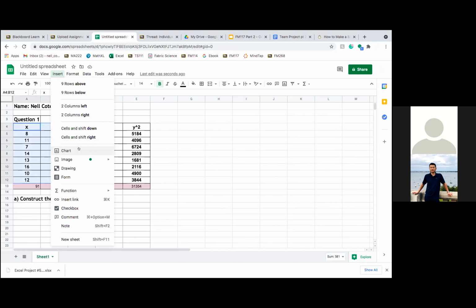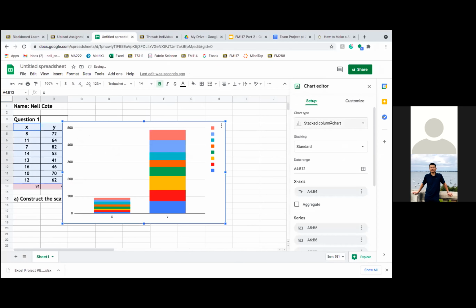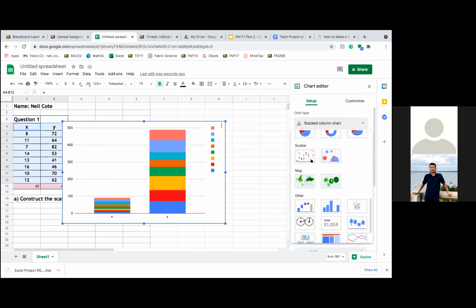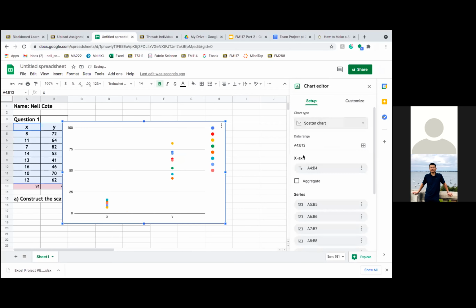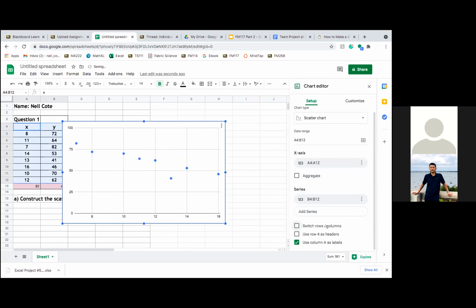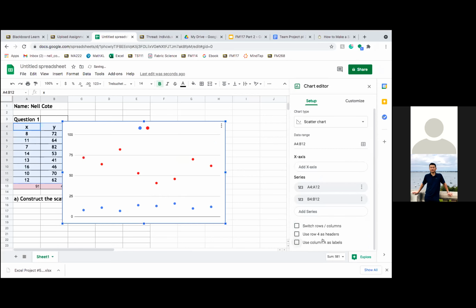Go to Insert and then Chart. Very good. Scroll down a little bit. That's not what we want. Scroll down. Yes, you got a chart. Very good. Okay, switch rows and columns. Nope. Just uncheck all of them. Uncheck it. Okay.